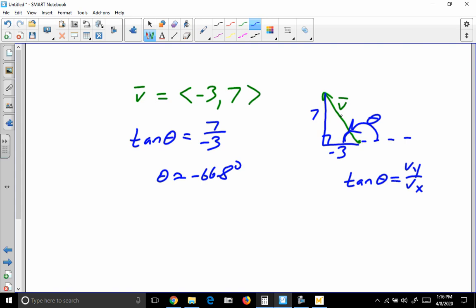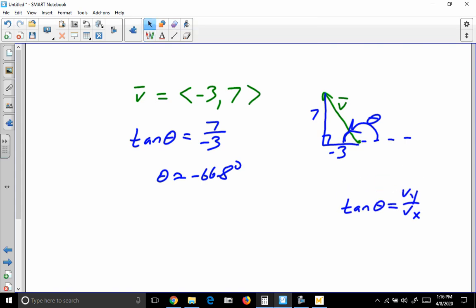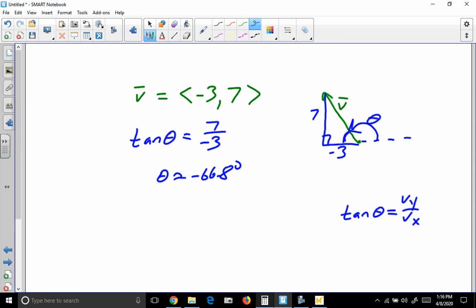But notice, if we're up and to the left, that's not in the direction of -66.8. -66.8 is this way, 66.8 degrees. So our reference angle is 66.8, but that is in the second quadrant. So we are 66.8 degrees from horizontal. So things we've been doing in the past is just applying it to vectors.